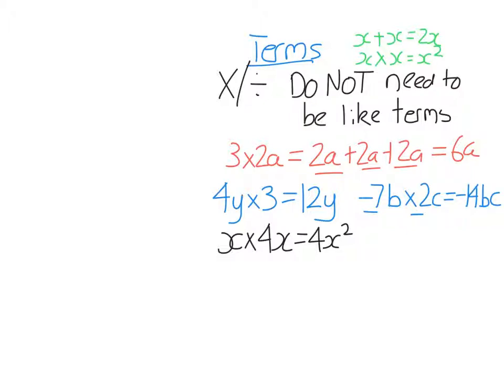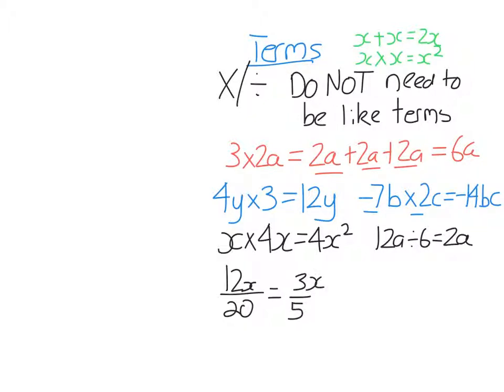So division works sort of the same. So let's say I had something like 12a divided by 6. So you just go 12 divided by 6 is 2, and you can write the a's. It becomes a little more challenging when we have to involve cancelling. So if I have something like 12x over 20, I have to simplify this. I go 12 over 20 is 3 over 5. You can use your calculator for that, but I still have my x there. So it's 3x over 5.